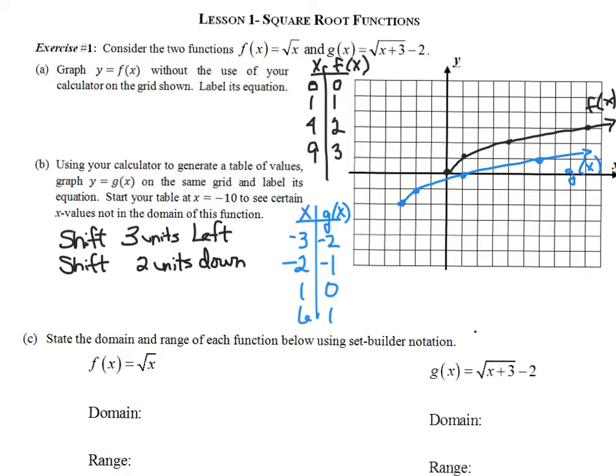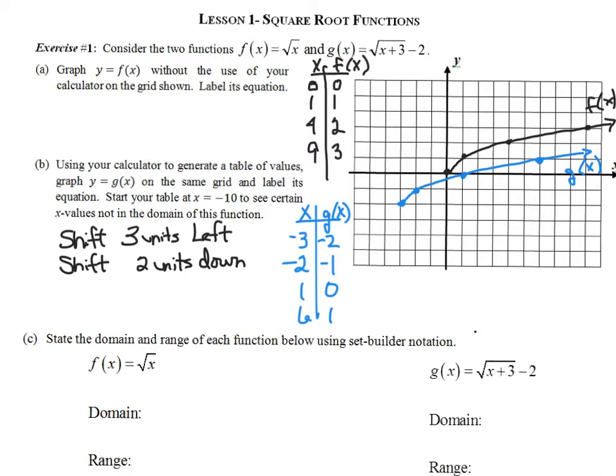So I now have the graph of g of x, which is the transformation of the parent function f of x equals the square root of x. In addition, I've also made a table of values showing those new points that I got when I moved my original function 3 units to the left and 2 units down.